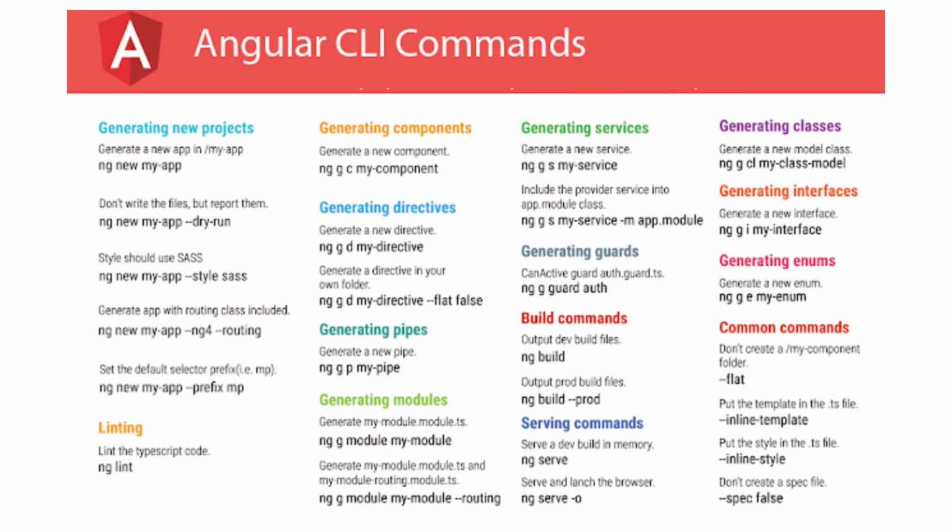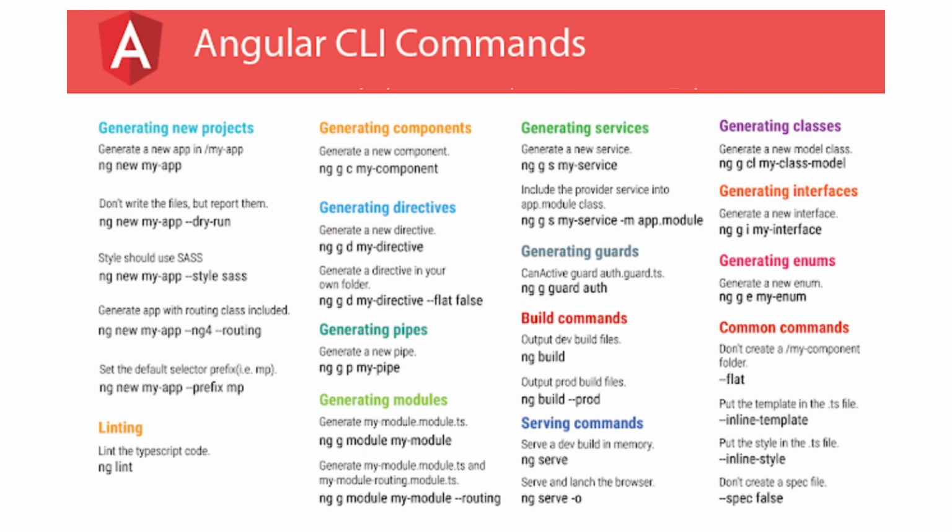So let's see the commands which are listed here. For generating new projects, you have to give the ng new command, followed by the app name, ng new my app. If you don't want to write into any file and just report them, then you have to give ng new my app and dash dry dash run. By giving this, you don't need to write the files, you can just report them. Only building them is enough, so no need to write. Then use this command.